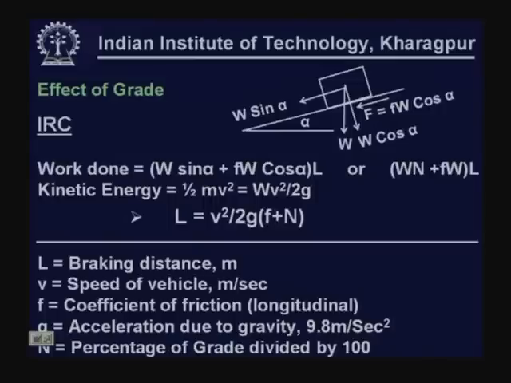So, if we make work done equal to kinetic energy, then we get length L equals v square by 2g into (f plus n). In this case, L is the braking distance in meters, v is the speed of the vehicle in meters per second, f is the longitudinal coefficient of friction, g is the acceleration due to gravity, 9.8 meters per second square, and n is the percentage of grade divided by 100.